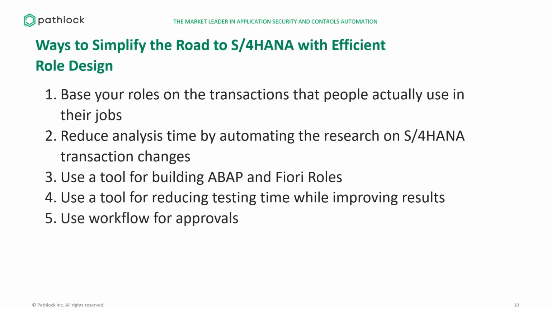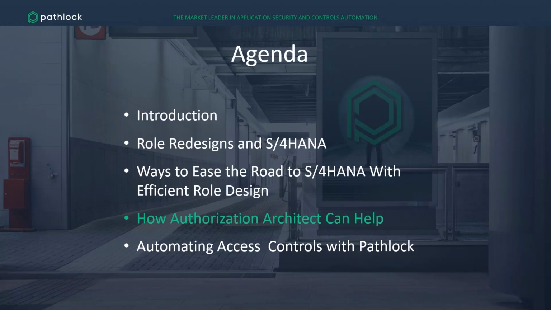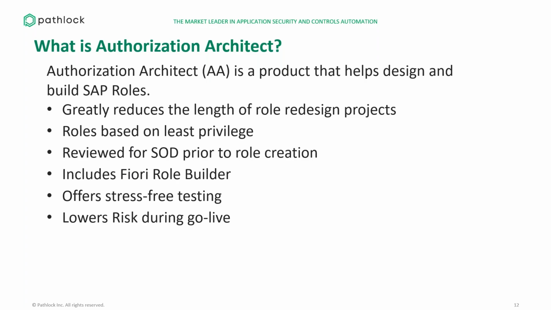And finally, if you could use workflow for approvals rather than playing tag with emails, this would help you keep track of approvals and facilitate the process as well. So what I'm going to do now is talk more about those 4 methods, but I'm going to show you how one of our tools puts those methods to use and ties them all together. So that tool is called Pathlock Authorization Architect, and it's a product to design and build SAP roles.